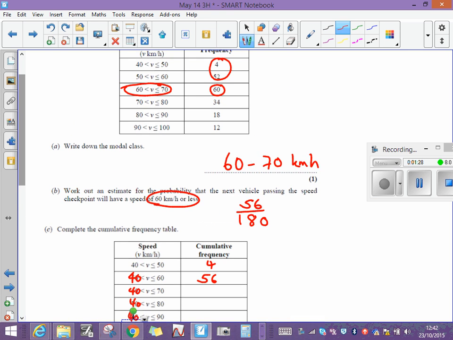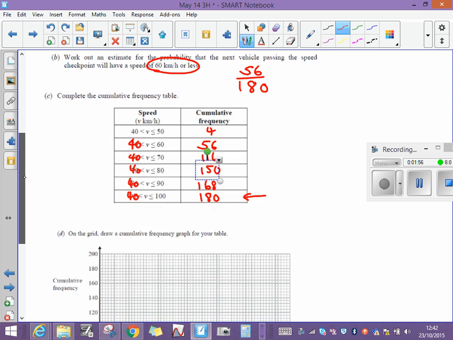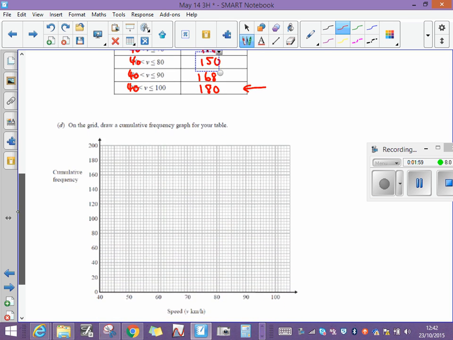Next one is 56 plus 60. Well, that's 116. The next one is 116 plus 34. That comes out as 150. 150 plus 18. That's just 168. And the last one, 168 plus 12, takes it up to 180. Make sure that your total here, your final number here, is the same as the total of the frequencies, which you're usually told anyway.